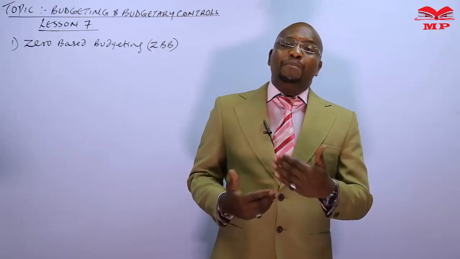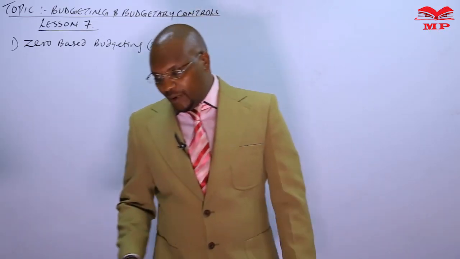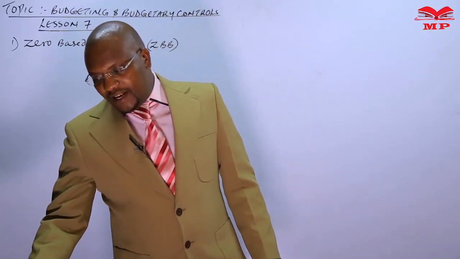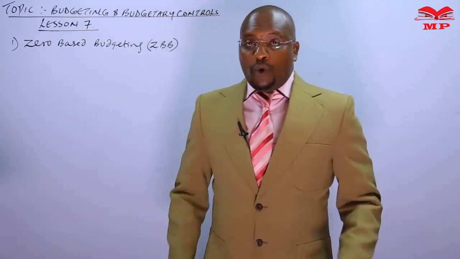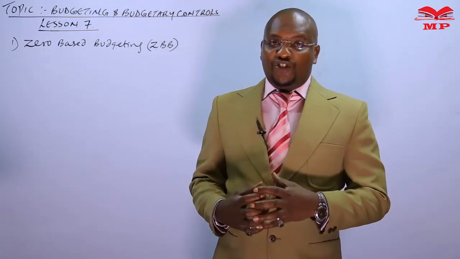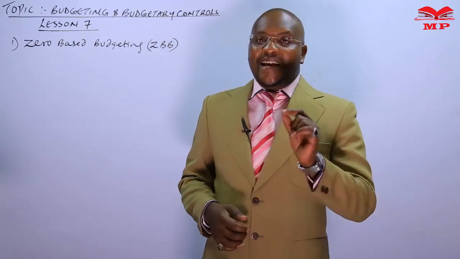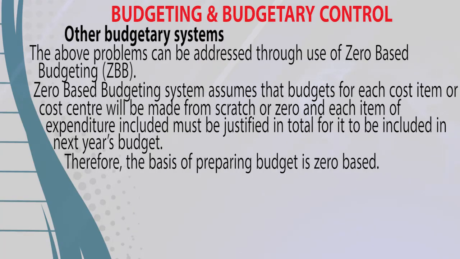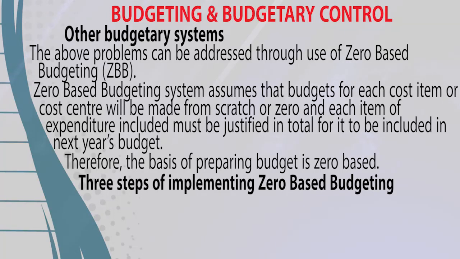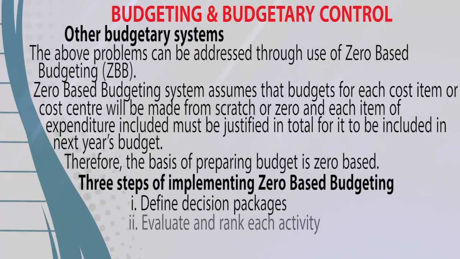So it is important to have these kinds of budgets where we are not depending on the previous year's budgets. We are starting everything from scratch, although it is a tedious exercise. Now, there are 3 steps of implementing zero-based budgeting as follows. 1, define decision packages. 2, evaluate and rank each activity. And 3 is allocate the resources.